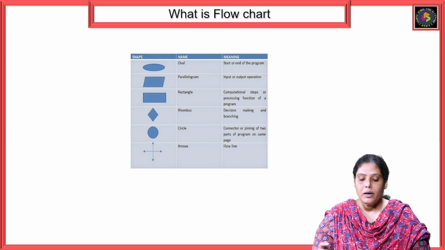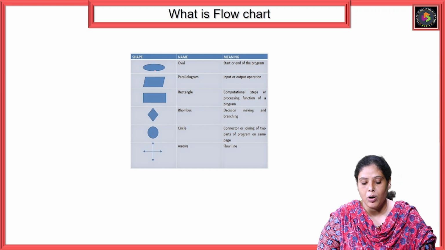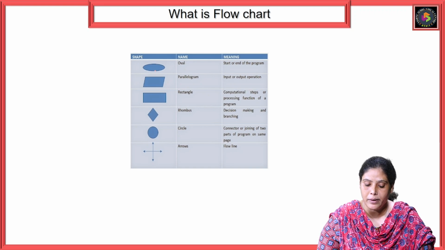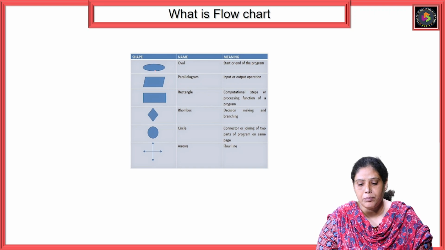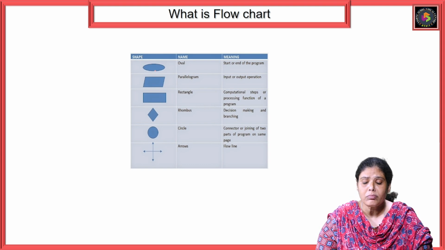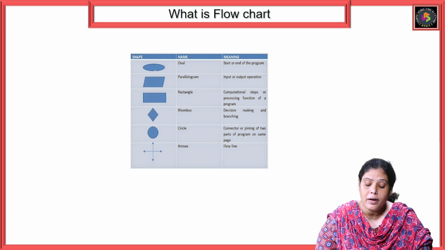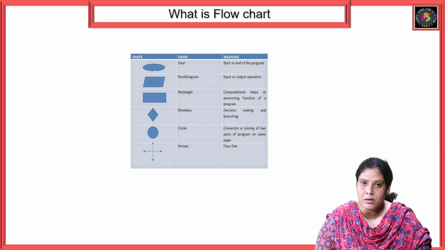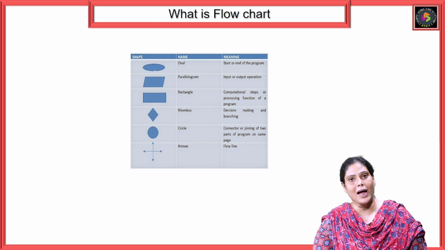So here we have the first symbol, which is called an oval, that means the start or end of the program. Then we have the parallelogram, which does the input or the output operation. Then we have the rectangle, which does the computational steps or the processing. Then we have the rhombus for decision making. Then we have a small circle, which acts as a connector. And then we have arrows.